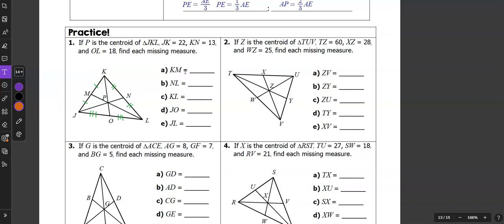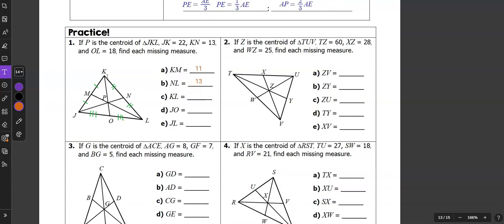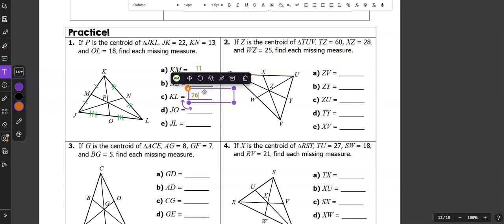So it asks us first for KM. Well, KM is half of JK. So if JK is 22, then KM is 11. Next up, it wants me to find NL. NL is congruent to KN, so therefore it is 13. KL is KN plus NL, and again, those are both 13, so KL will be 26.